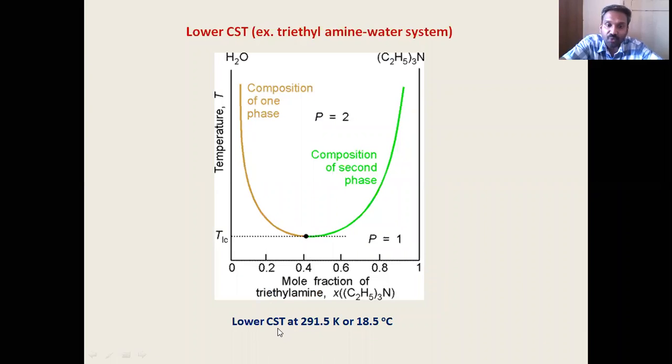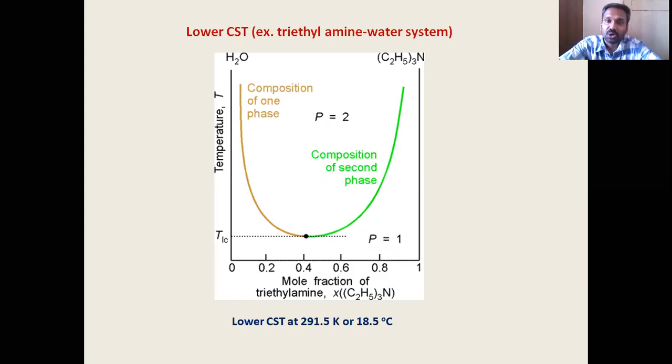So what is the value of lower critical solution temperature for this system? It is 18.5 degrees Celsius. So that means what? Understanding this is a bit peculiar. Why? Because below 18.5 degrees Celsius, all compositions of triethylamine water are soluble. Above 18.5 degrees Celsius, only few compositions are soluble. That means we have a lowest point, that is the lower CST. This is called lower critical solution temperature.